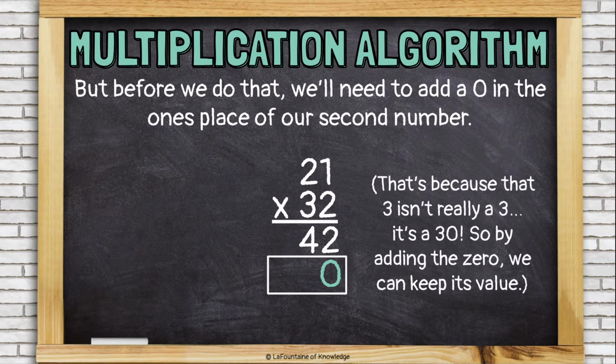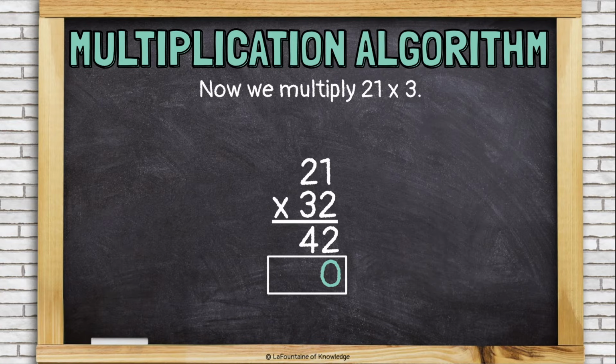And that's because the 3 in 32, it isn't really a 3, it's a 30. So by adding that 0 down there, we can keep its value. It's like a shortcut. We can act like it's just a 3 when really it's a 30. And we do that by just adding that 0 in the ones place of our second number. Now we can multiply 21 times 3 instead of having to think of it as a 30.